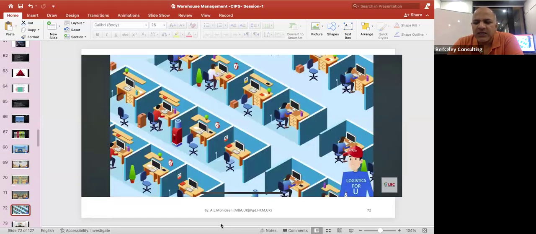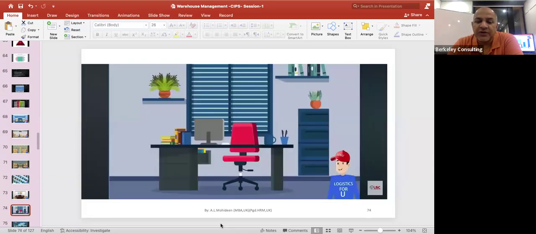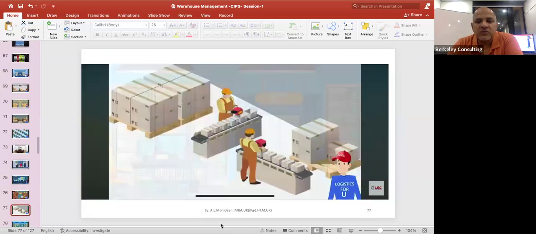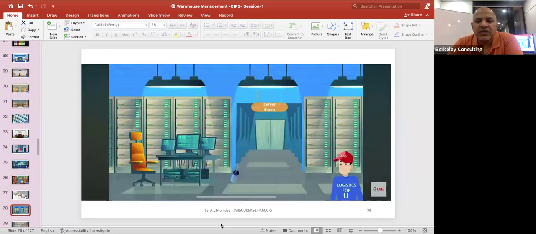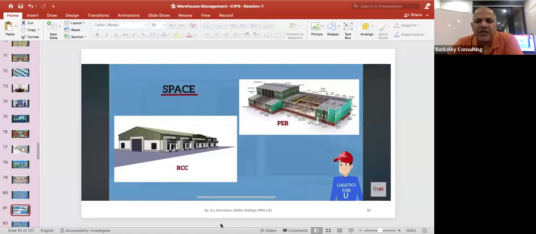So these are the people who are going to work in the warehouse. And you will have an office room, conference room, canteen, and record room. Okay. And these are the sorting centers. Information servers. You are having servers. It's very limited. Not all the people are allowed. Access control area.